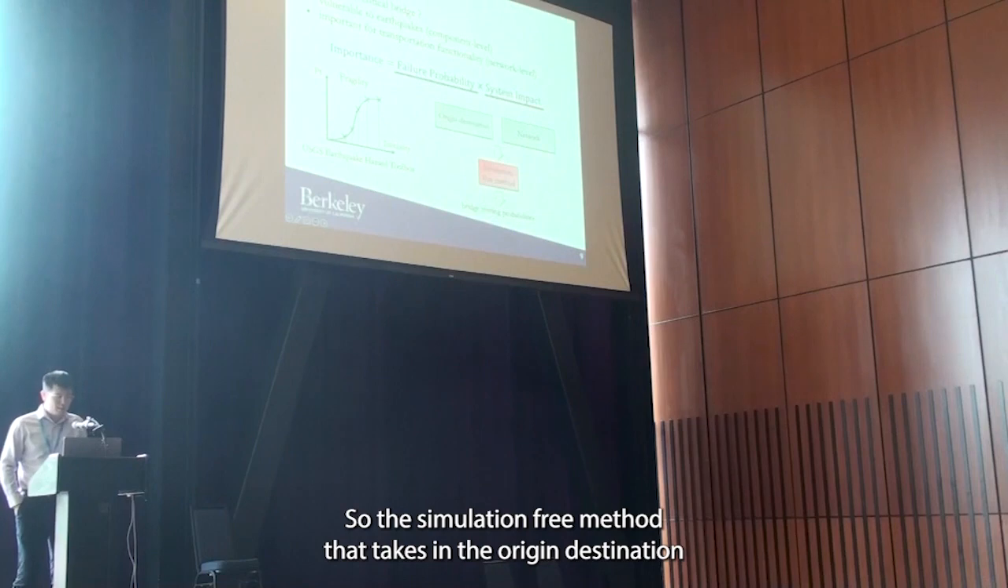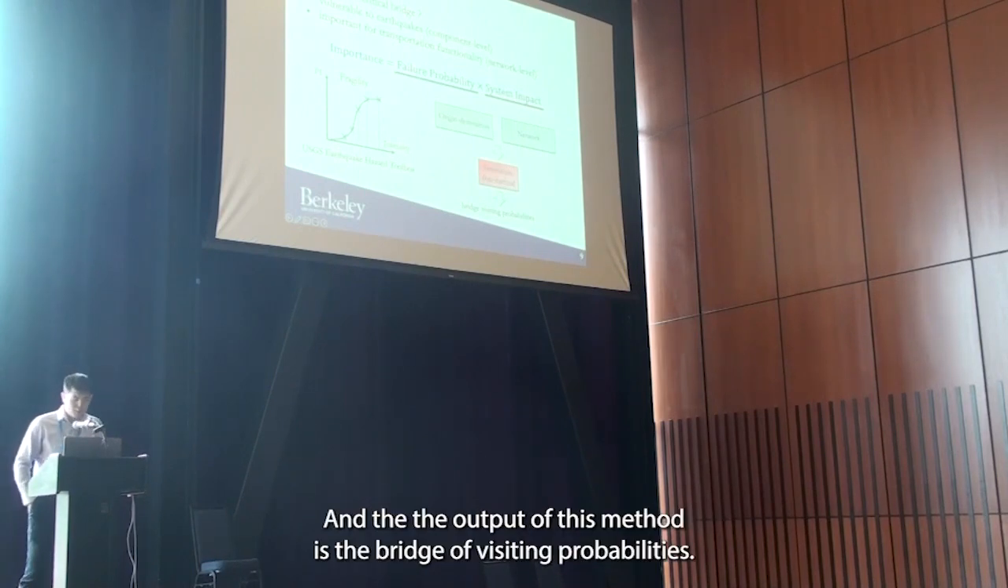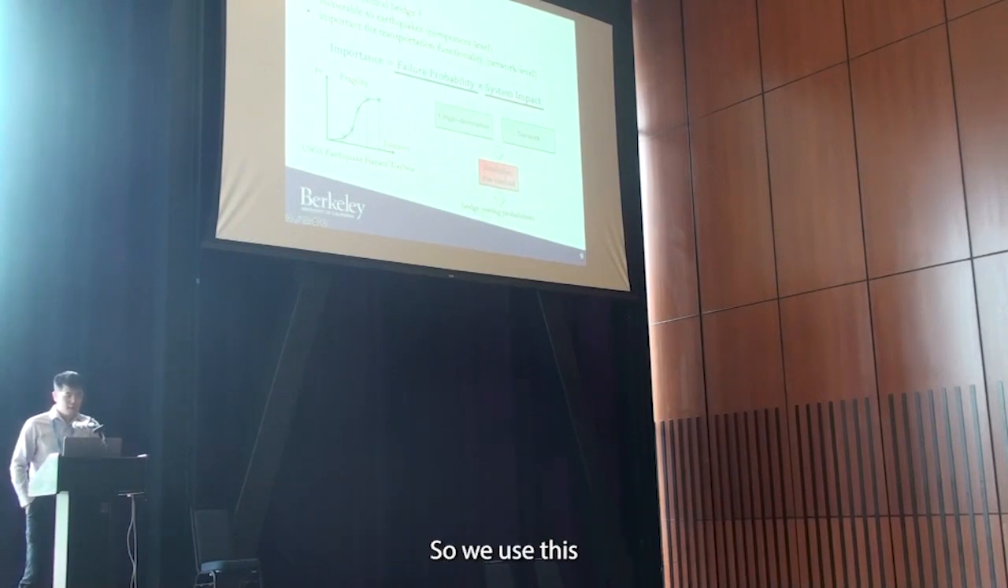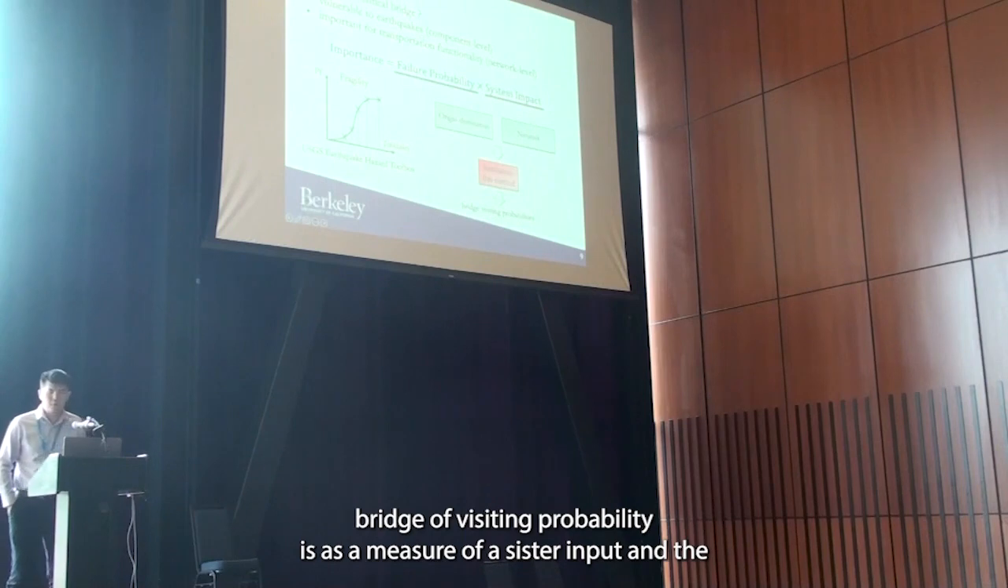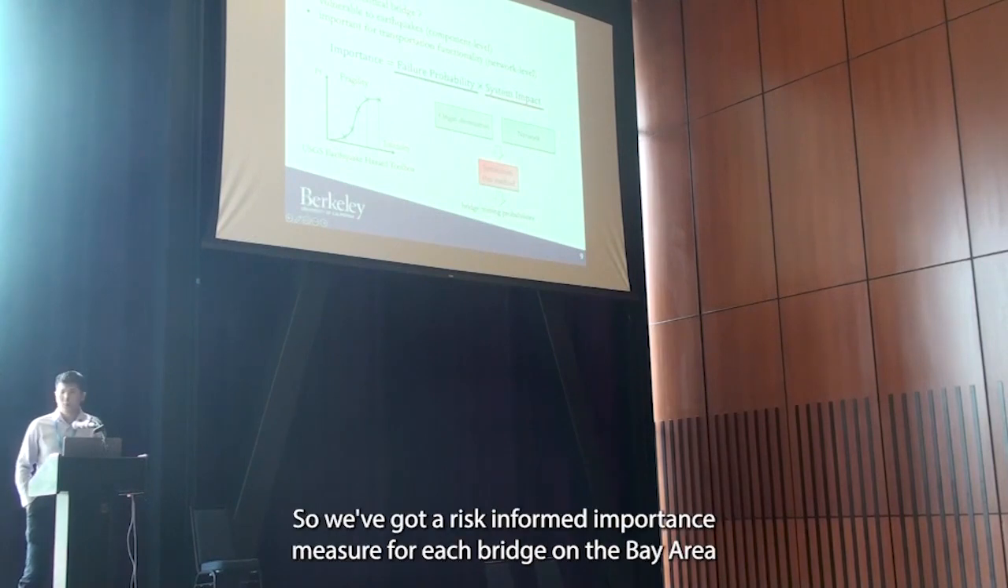The simulation-free method takes in the origin, destination, distribution, and the network topology as the input. And the output of this method is the bridge visiting probabilities. We use these bridge visiting probabilities as a measure of system impact, and then we multiply this system impact by failure probability. So we get a risk-informed importance measure for each bridge in the Bay Area.